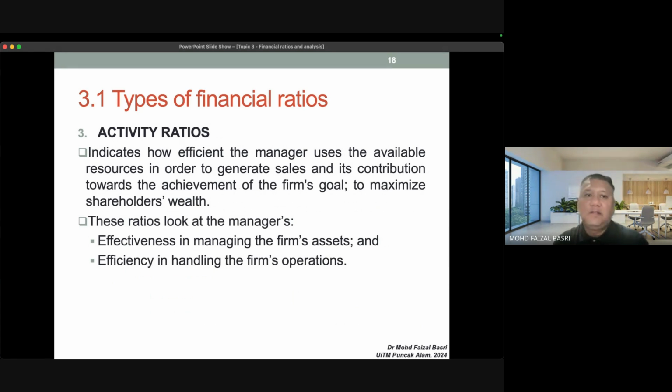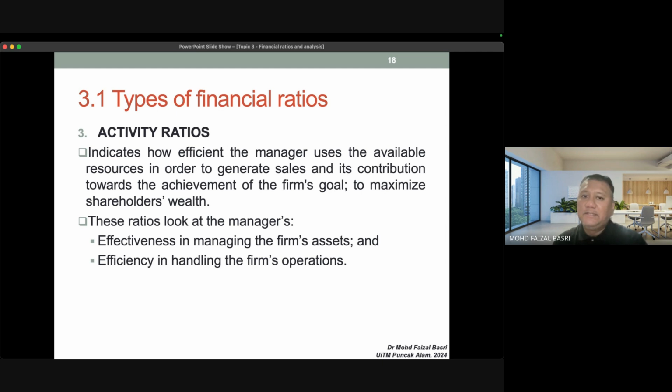The third category is called activity ratios. Okay, activity ratios. So with activity ratios, we want to see how the managers make their decisions, make use of all the relevant resources in order to generate sales.